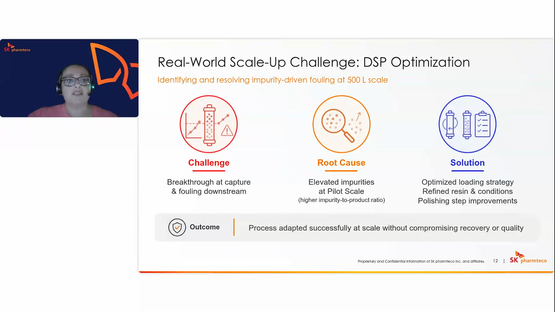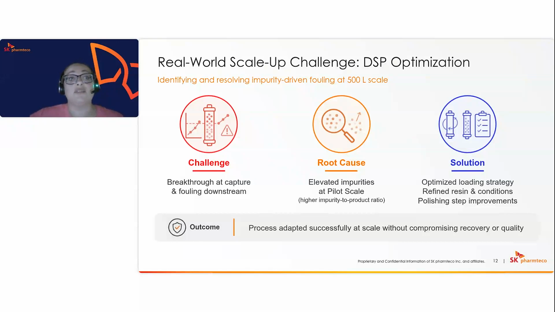So to address this, again, in real time, they did several targeted optimizations during the run. The team redefined the column loading strategy, adjusted the resin selection and operating conditions, and also introduced improvements to the polishing steps to help better manage that impurity clearance. So together, these changes improved the process control and reduced the fouling risk later on for further operations.